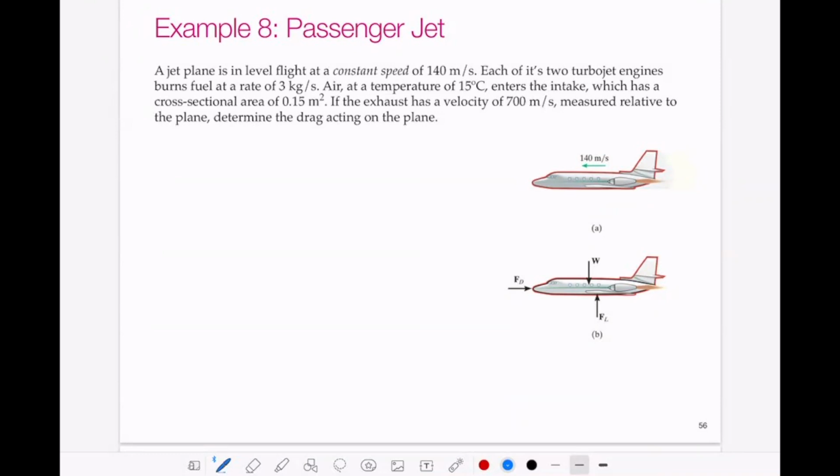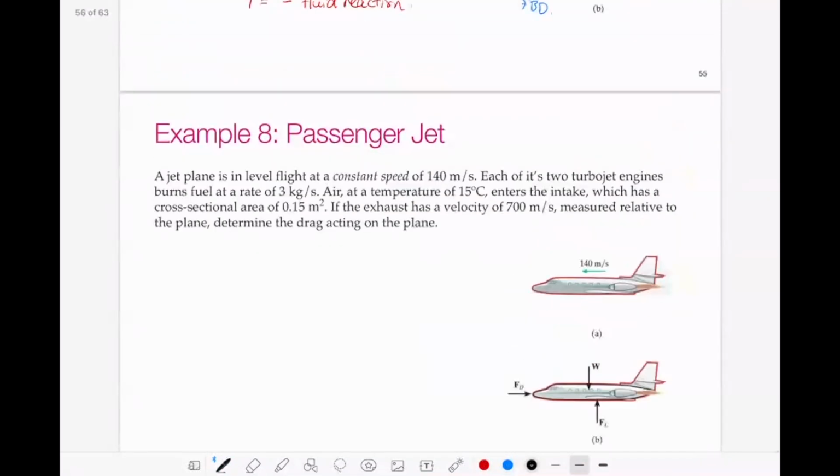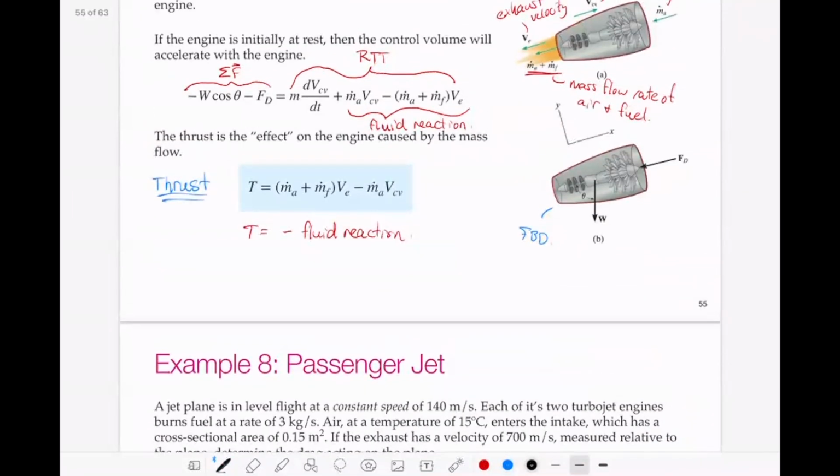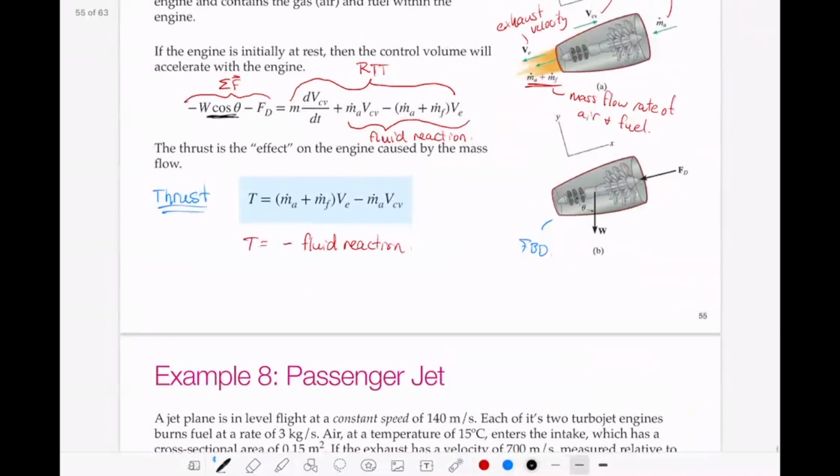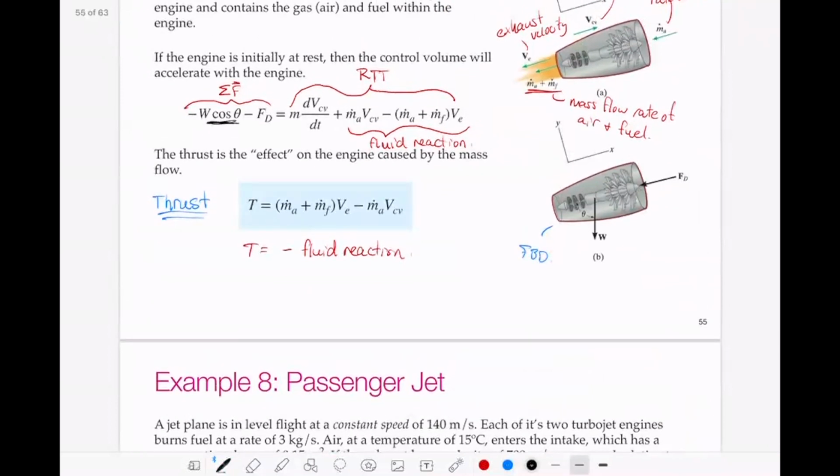So let's see, if we write down our equation from above, if it's horizontal, this term is going to go to 0, our cos theta, because we don't have any component of gravity acting against our direction of motion. So all we're left with is the force of drag equal to the acceleration of our control volume term and the negative thrust.